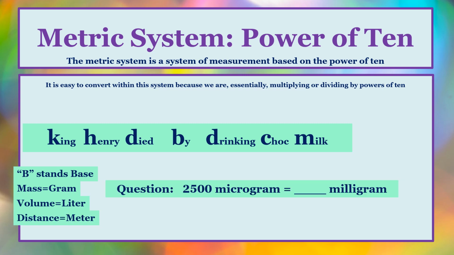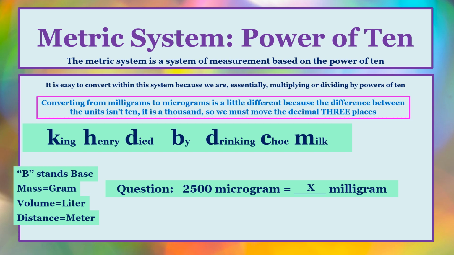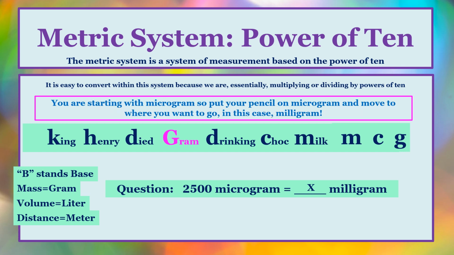And we'll continue our practice. The question is 2,500 micrograms equals X milligrams. Again, converting is going to be a little bit different because we need 3 places. I know our base is grams. We're going to add our micrograms here and just count every letter. Nothing else has changed. We're still moving the same way through the system. So we're starting with micrograms, so that's where we're going to put our pencil on microgram and move to where we want to go, which in this case is milligram.